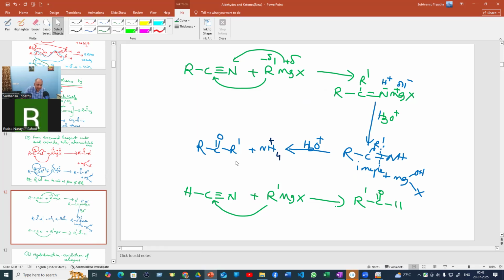And HCN, since there is one H, in the same method like RCN, Grignard reagent will give you the same imine, and the method will give you aldehyde. If you use HCN in place of any other alkyl cyanide, you get aldehyde.